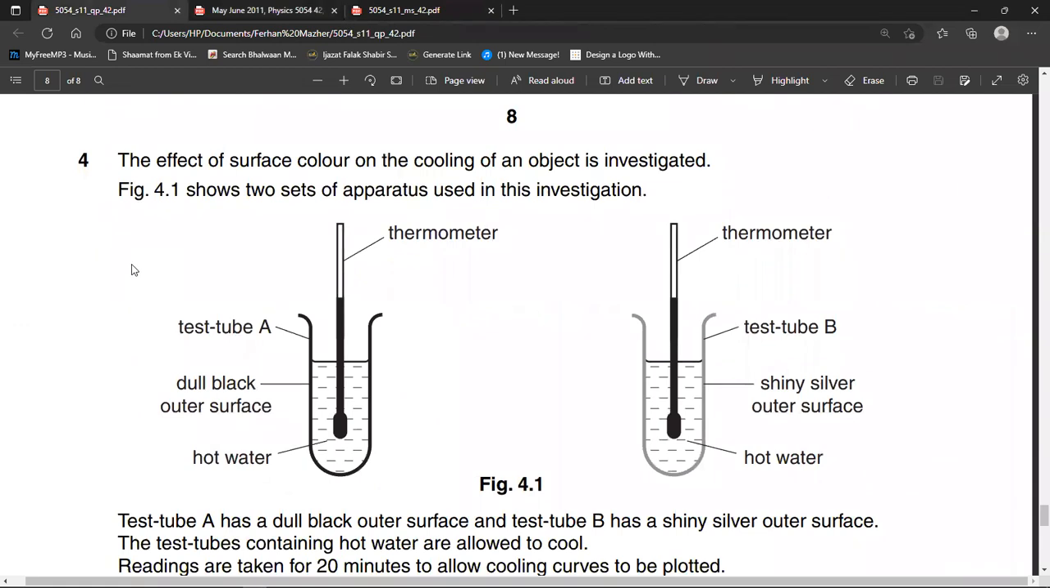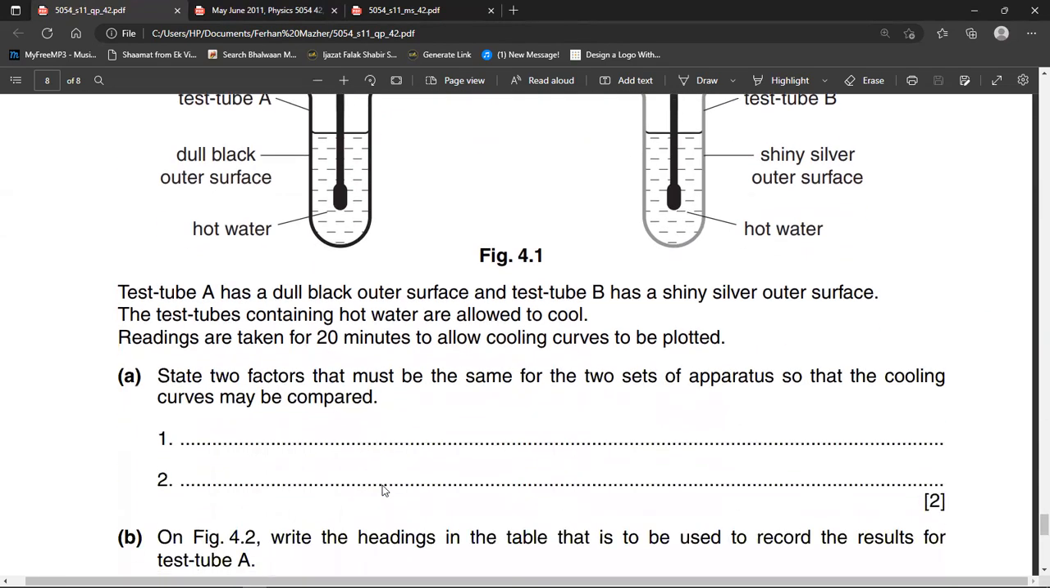So now we are on question number 4. It says the effect of surface color on the cooling of an object is investigated. Figure 4.1 shows two sets of apparatus used in this investigation. So here we have test tube A, here we have test tube B. The outer surface is dull black. It has hot water, it has a thermometer. It also has a thermometer. Its outer surface is shiny silver. It also has hot water.